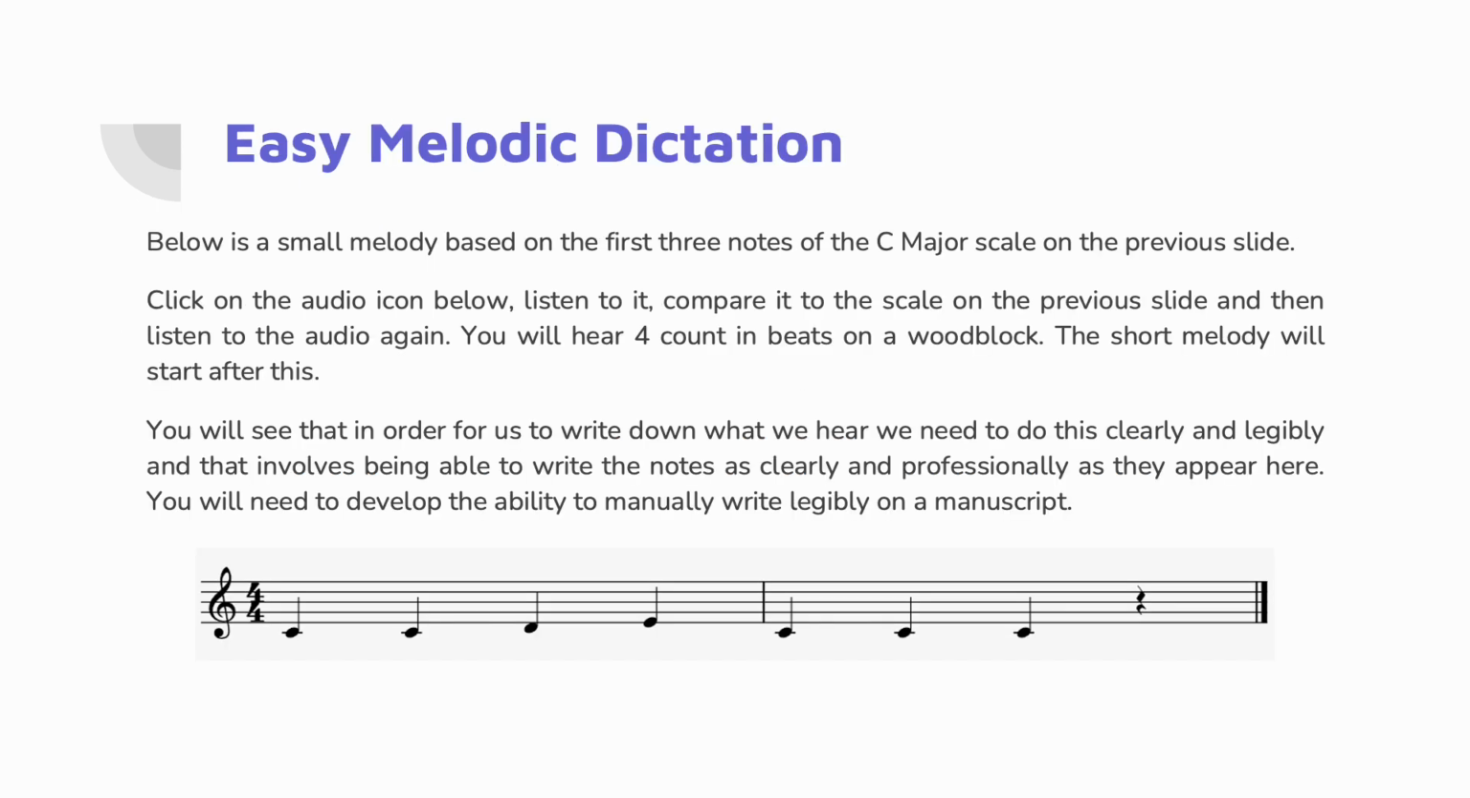Below is a small melody based on the first 3 notes of the C major scale on the previous slide. If we click on the audio icon below, we can listen to it, compare it to the scale on the previous slide, and then listen to the audio again. You will hear 4 counts in beats on a woodblock first. The short melody will start after this.